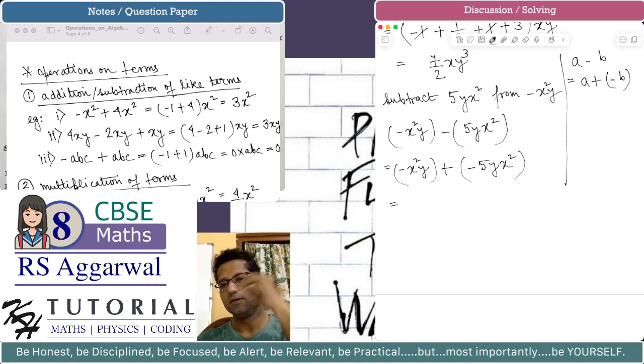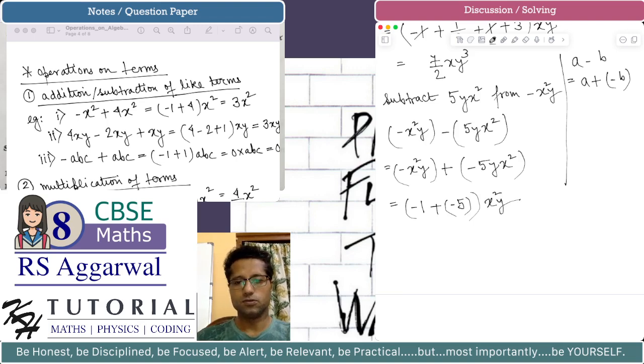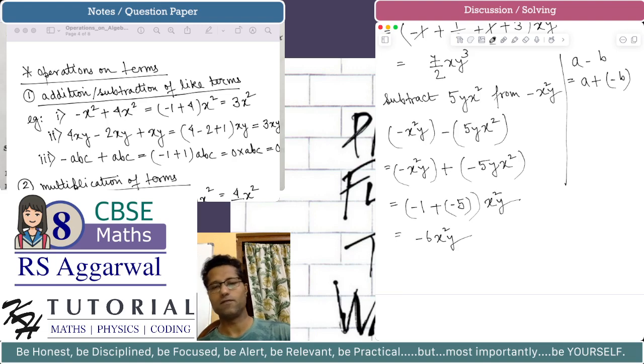So now we see it becomes addition of two like terms, and we know how to do addition of two like terms. We just add the coefficients, that is minus 1 plus minus 5, and multiply it with the common literal coefficient, that is x square y. So this is equal to minus 6 x square y. Okay. I hope it is clear how we do subtraction of like terms.